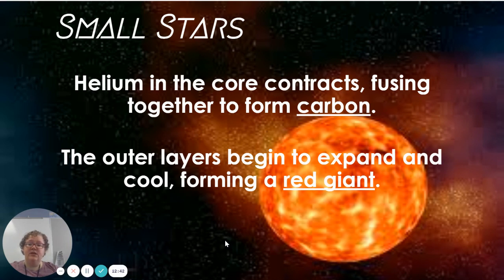After the main sequence stars, then if it's a small star, the helium in the core is going to contract, meaning it's going to come together. Nuclear fusion is still going to continue to happen, except that all the hydrogen is gone, so we just have helium. That helium is going to fuse together to form carbon. As it's forming that carbon, the outer layers are going to expand and they're going to cool. So the star is actually going to get larger. And that's going to form something called a red giant.